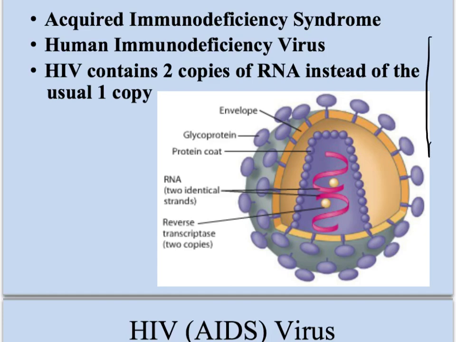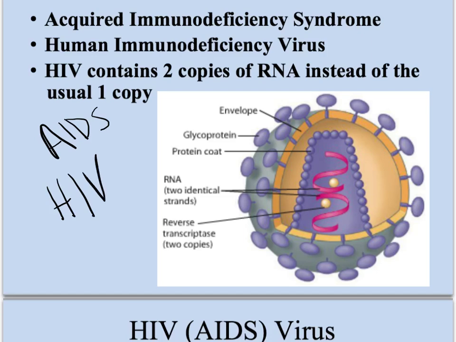So you do not need to know this AIDS stuff. I thought you did, and you don't. So this is just kind of listen. It's an example of what we've been talking about. So what's the difference between AIDS and HIV? AIDS is going to be the disease. HIV is going to be the virus. So acquired immunodeficiency syndrome, and then human immunodeficiency virus.